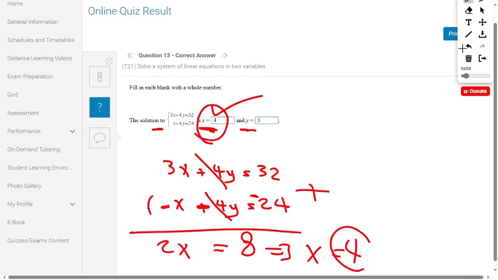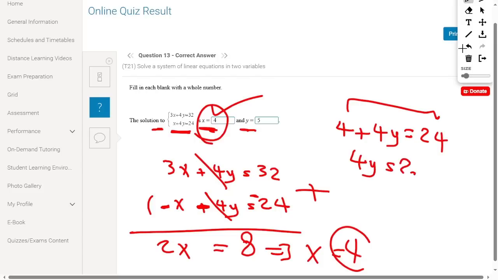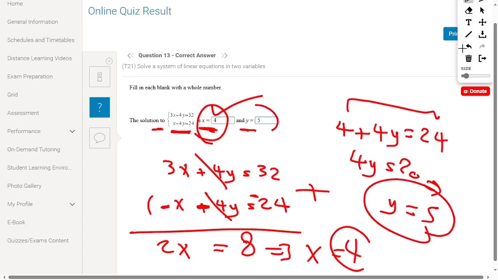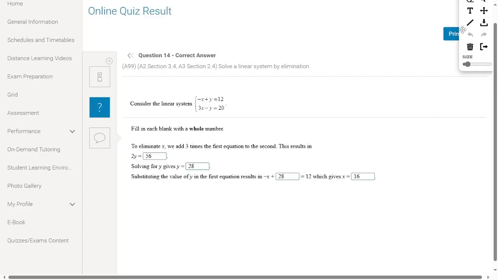Now we'll take any of these equations, substitute with x to get y. So let's take the second one. So I have 4 plus 4y equal to 24. 4 will go to the other side. So 4y equal to 20, which means y will be equal to 5. So the answer here is 5.